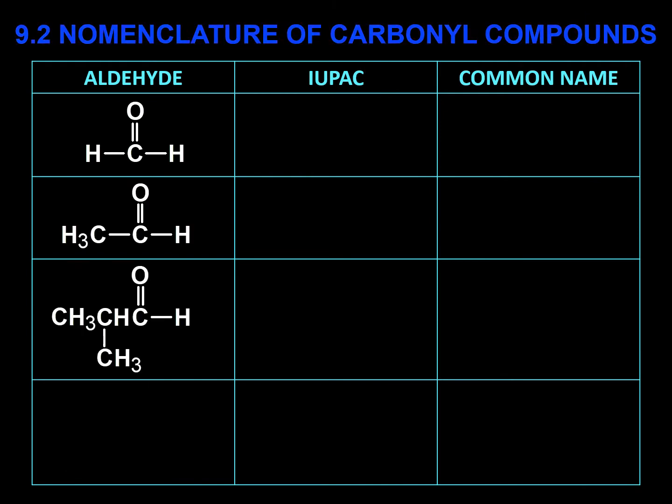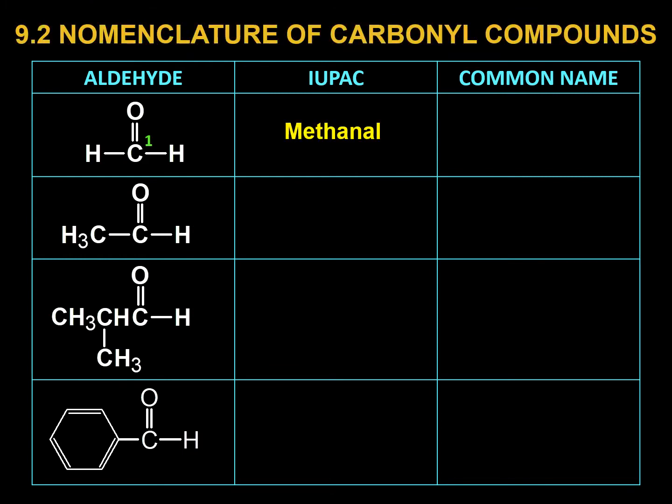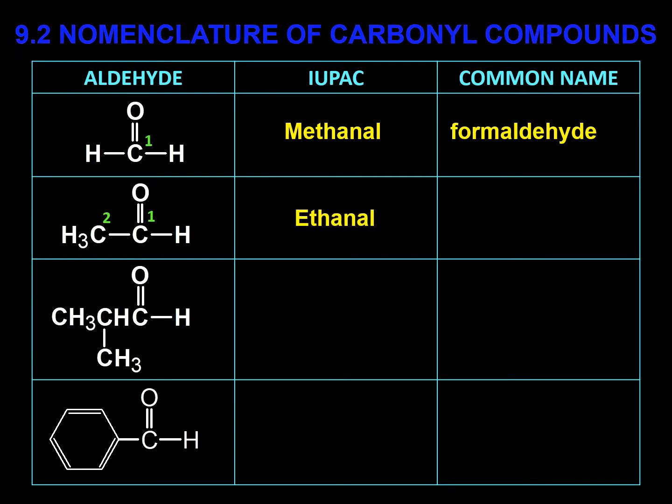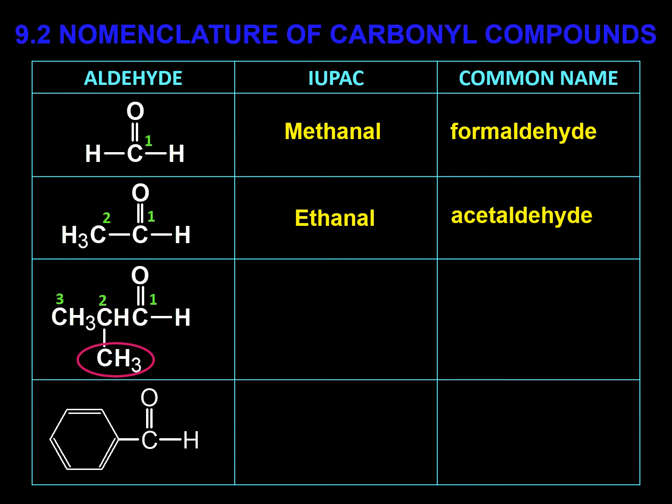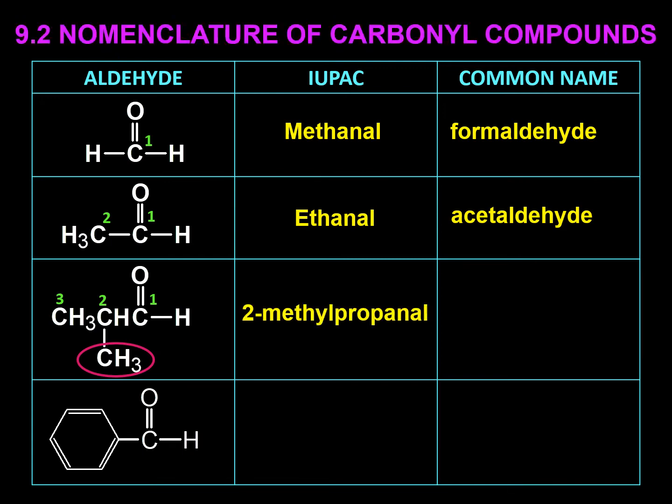A few examples of aldehyde. Starting with one carbon, the IUPAC name is methanal and the common name is formaldehyde. The next one, aldehyde with two carbons, the IUPAC name is known as ethanal with a common name of acetaldehyde. The third example, we have 1, 2, 3 carbon atoms as a parent chain and 1 methyl group as a substituent. The IUPAC name for this example is 2-methylpropanal.